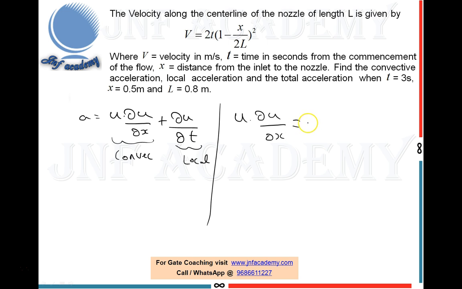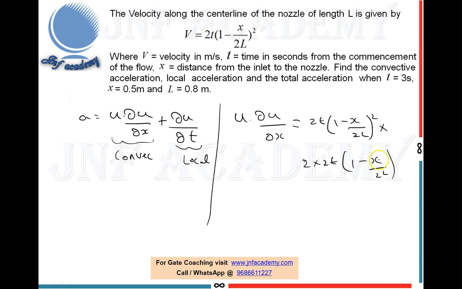So what is u? u is 2t into (1 minus x by 2L) the whole square, into ∂u/∂x. How will you calculate ∂u/∂x? I think it's very easy. If you differentiate, you will get 2 into this entire term, 2t into (1 minus x by 2L).